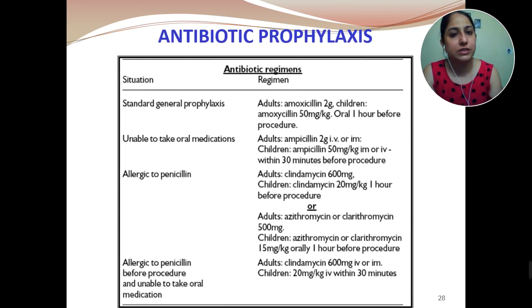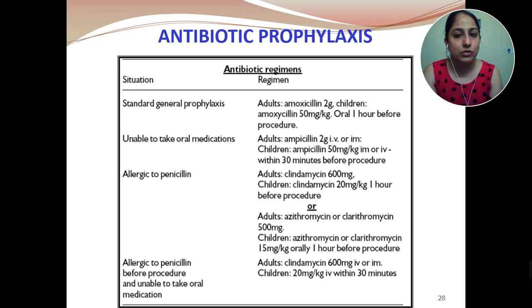So what is the regime of antibiotic prophylaxis? We get a SAQ on antibiotic prophylaxis for infective endocarditis or heart diseases. The standard general prophylaxis in adults is amoxicillin, which is 2 gram, and for children it is amoxicillin 50 mg per kg. Both these drugs are given orally 1 hour before the procedure in adults and in children.